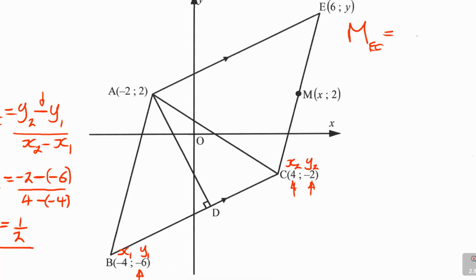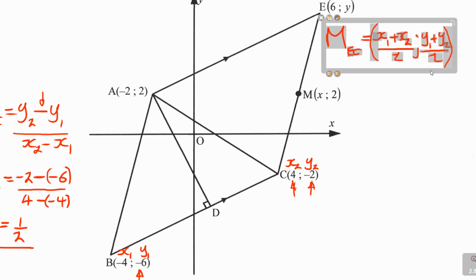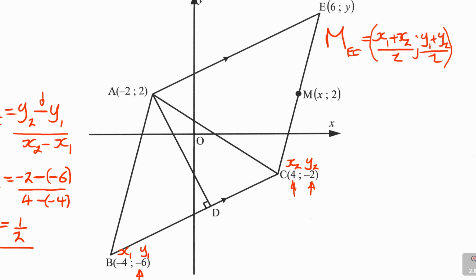Is equal to... Now, midpoint: how do you find the coordinates of the midpoint? It's x1 plus x2, you divide that by 2, and then you also do the same with y1 plus y2, you divide that by 2. These are how you find the coordinates of the midpoint. Are you with me? So if I can just bring this closer so that you can actually see. So this is the formula for the coordinates of the midpoint.